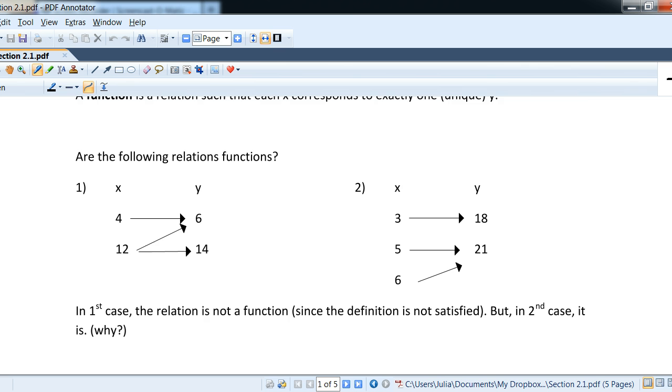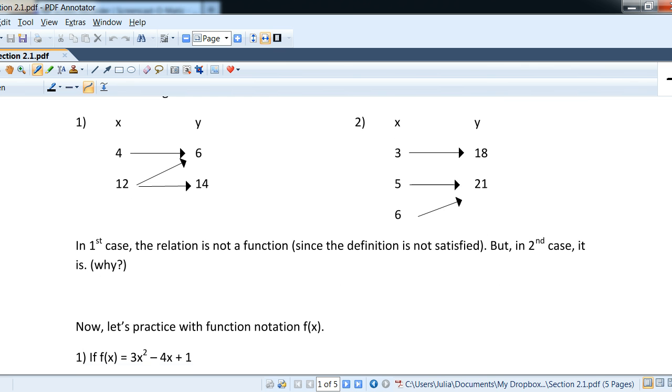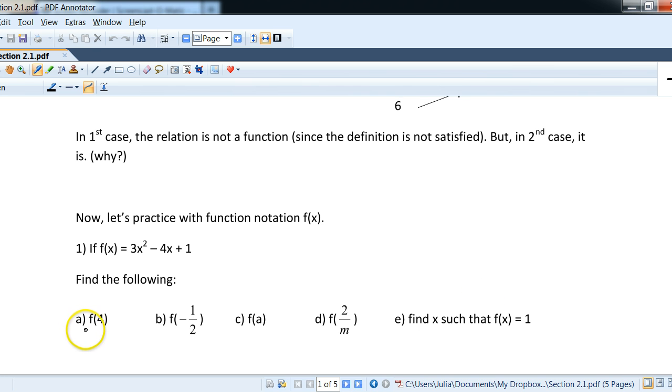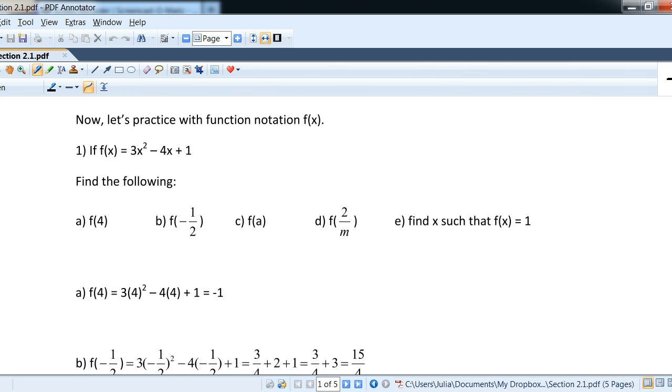Now let's take a look. We're going to spend the majority of the video working with function notation. For example, let's start with an easier example. f of x equals 3x squared minus 4x plus 1. We're going to have to find the following: f of 4, f of negative 1/2, f of a, f of 2 over m, and find x such that f of x is equal to 1. So I'll quickly go through the first example, and we'll spend some more time on the following examples.